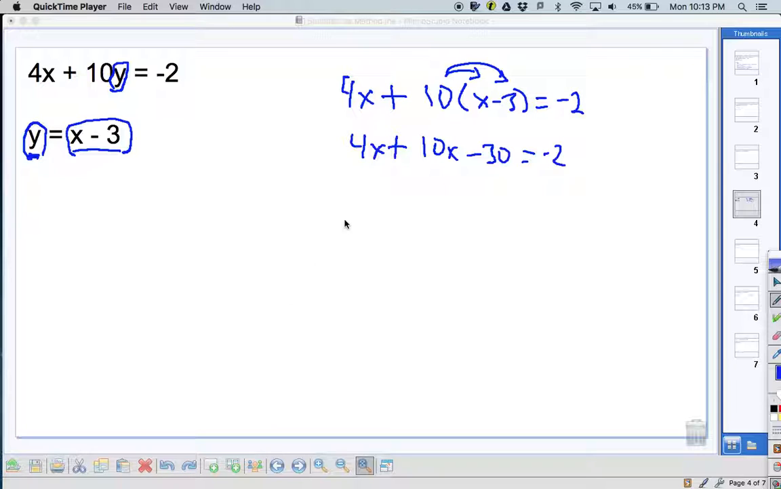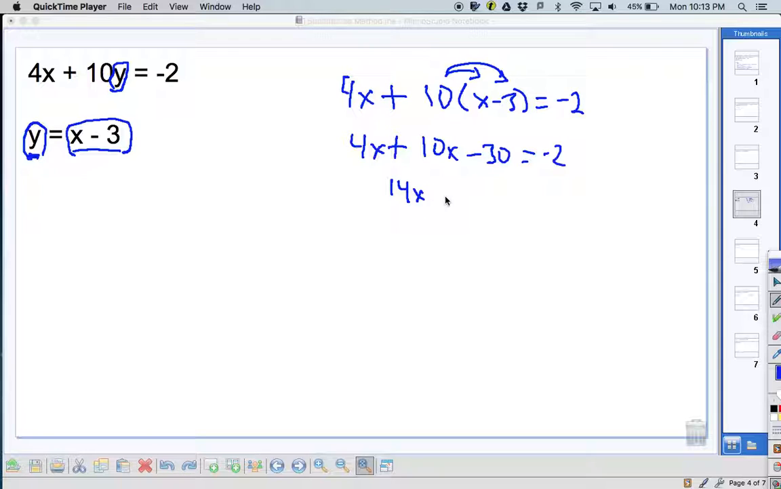The next thing is I see on the left side I have x's in two different spots. I see a 4x over here. I see a 10x over here. So we're going to combine like terms, and I'm going to simply add them up. 4x plus 10x. I got 4 of these x's plus 10 more of these x's. That means that I have 14 x's. So I'm going to write 14x because that's what 4x plus 10x equals.